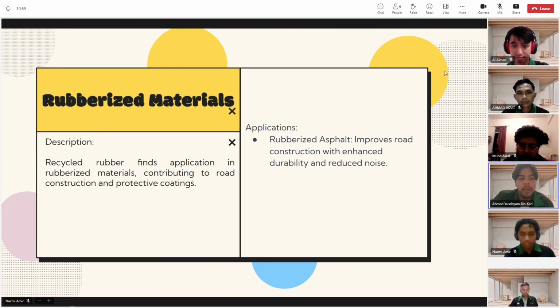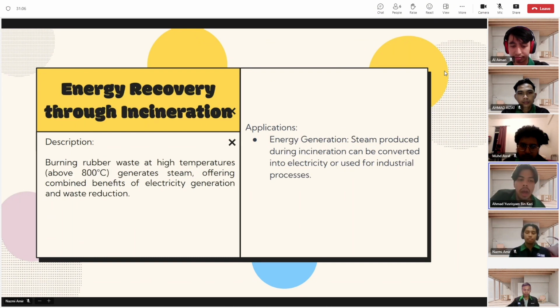Third is rubberized material, whose application is in rubberized asphalt. The last part is energy recovery through incineration. The application is for energy generation.